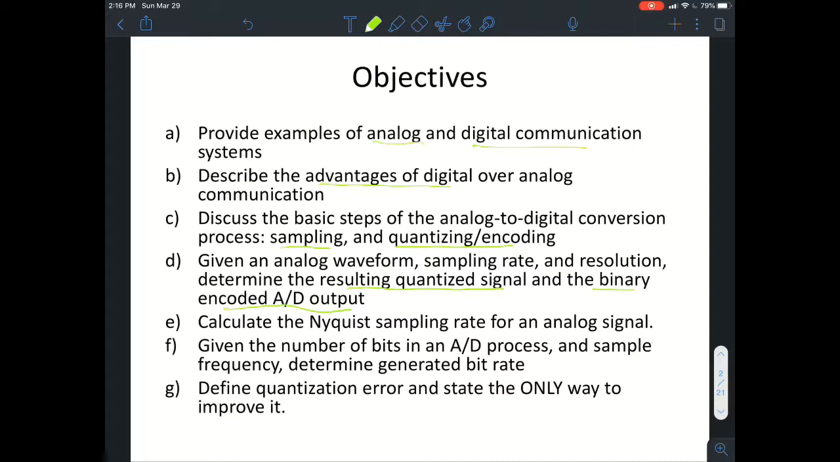I want you to calculate the Nyquist sampling rate for an analog signal, and then, given the number of bits of an analog to digital process and sampling frequency, determine the generated bit rate. And then they want you to define the quantization error and state the only way to improve it.